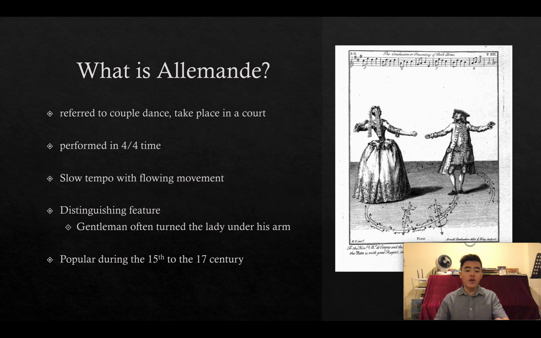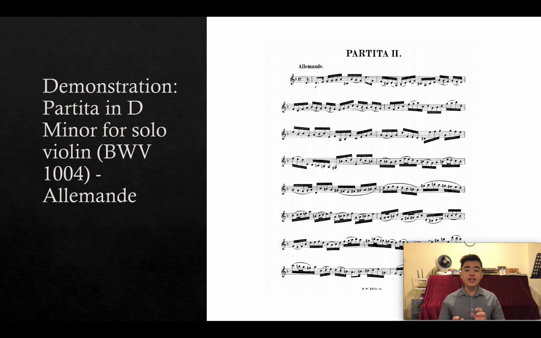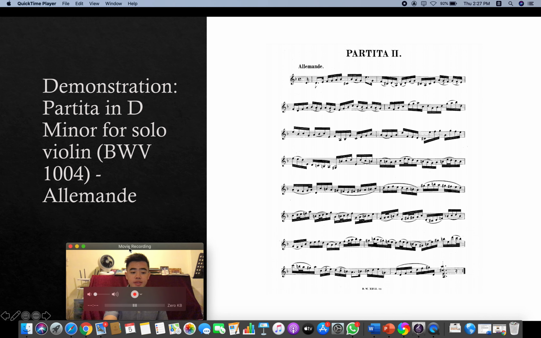And if you want to distinguish the Allemande from other dances, when you are dancing with a partner, the gentleman often turns the lady under his arm, which means that the lady will cross below his arm. So this is one of the distinctive features when we are talking about Allemande dance. And today I will use this Partita in D minor for solo violin to demonstrate first.